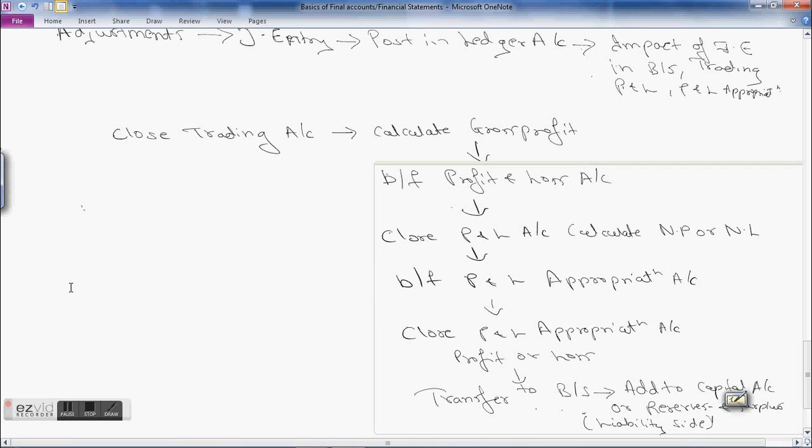In the next session we will be seeing all the formats of the trading account, profit and loss account, balance sheet and P&L appropriation account. We will know the nature of expenses and incomes, and accordingly how we give the impact of those in P&L or trading or P&L appropriation.